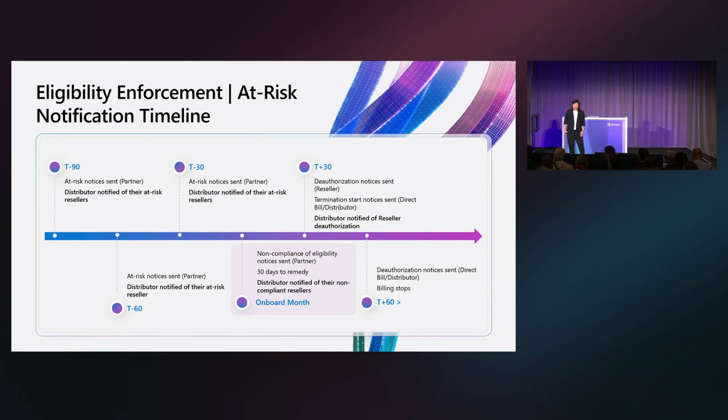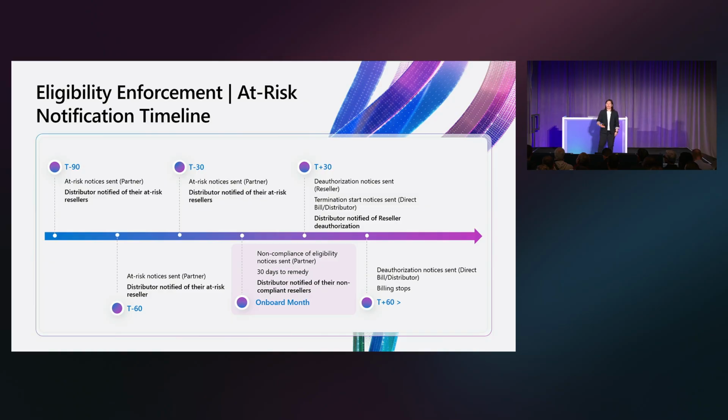Some of you may ask, since October 1st, we have made this live. All new partners trying to qualify for these authorization tiers, they have to meet it. What happens to the existing partners? Wanted to share with you a little bit visually on how you should be expecting eligibility enforcement notifications. We know it's important. So what Microsoft has committed to do, 90 days prior to your anniversary of your onboarding month, we'll start giving you courtesy notification.